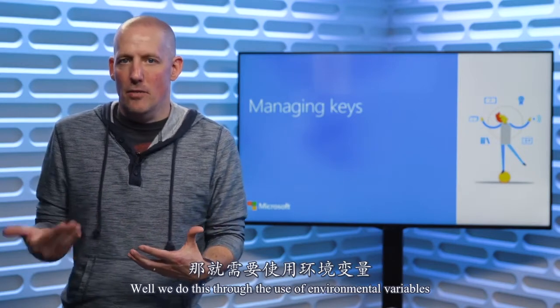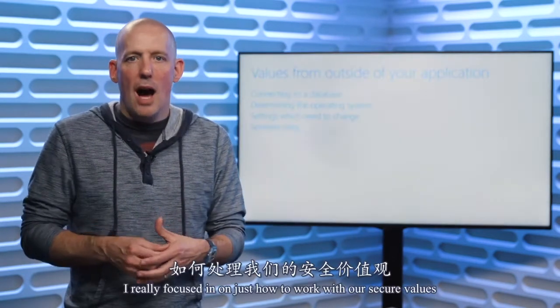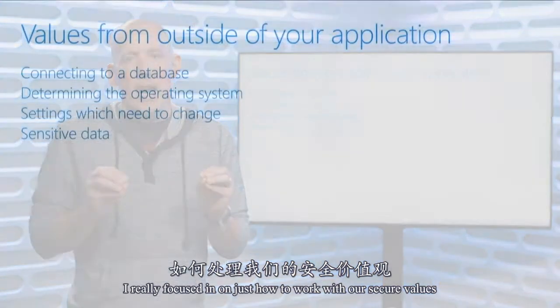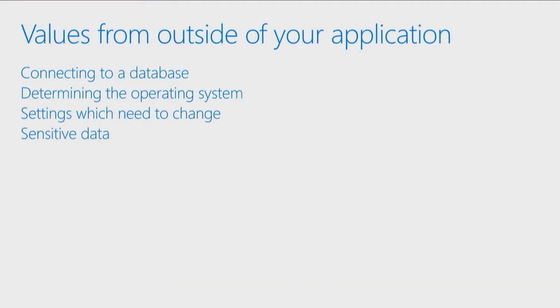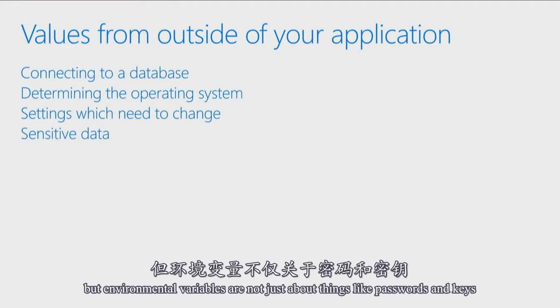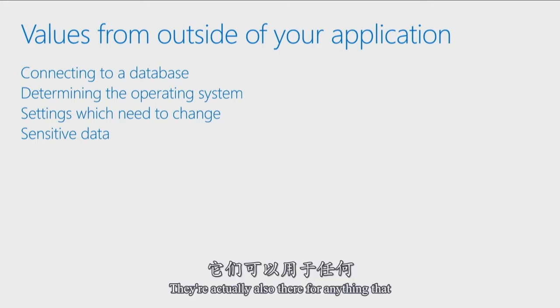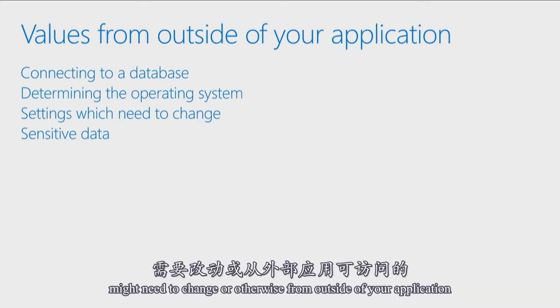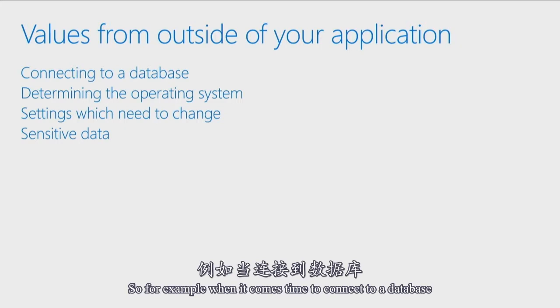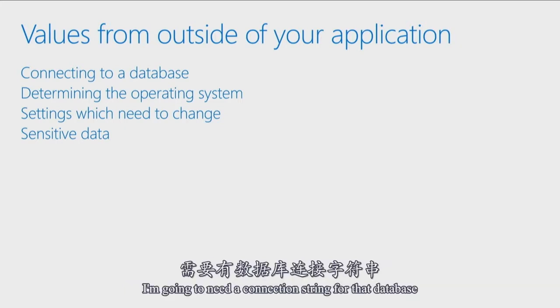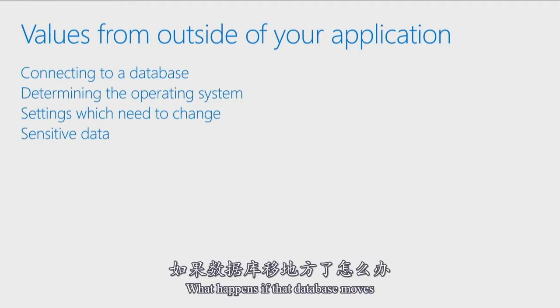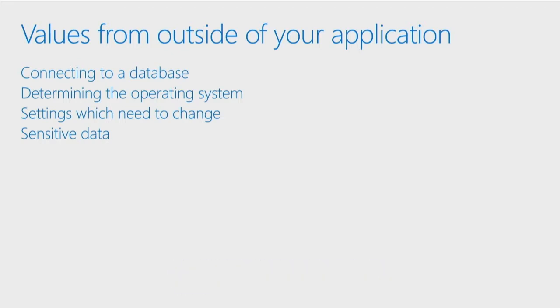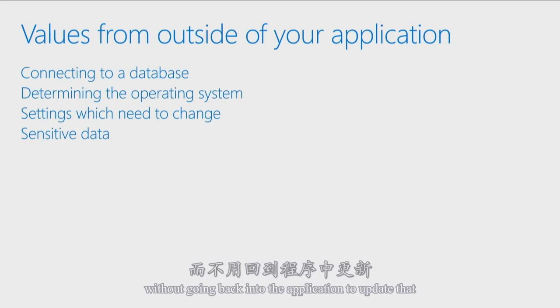So, how do we do this? Well, we do this through the use of environmental variables. Now, in my lead up to this, I really focused in on just how to work with our secure values. But environmental variables are not just about things like passwords and keys. They're actually also there for anything that might need to change from outside of your application. So for example, when it comes time to connect to a database, I'm going to need a connection string for that database. What happens if that database moves? What happens if that database is renamed? I'm going to want to be able to change that value without going back into the application to update it.